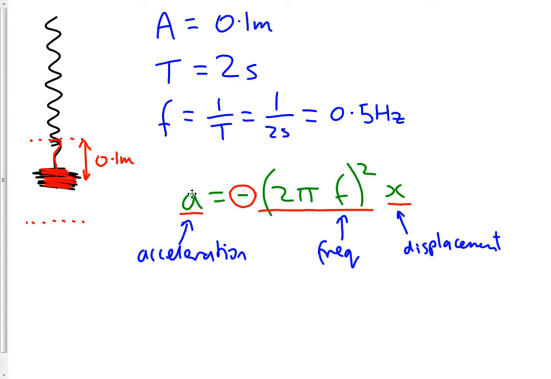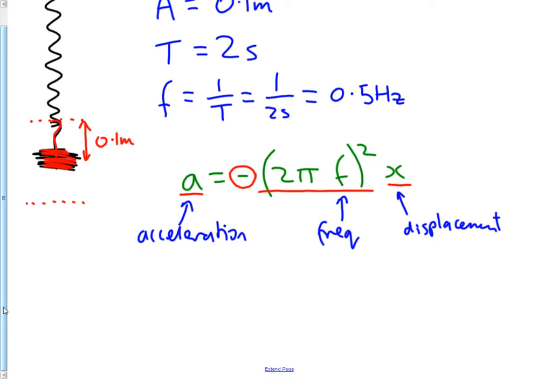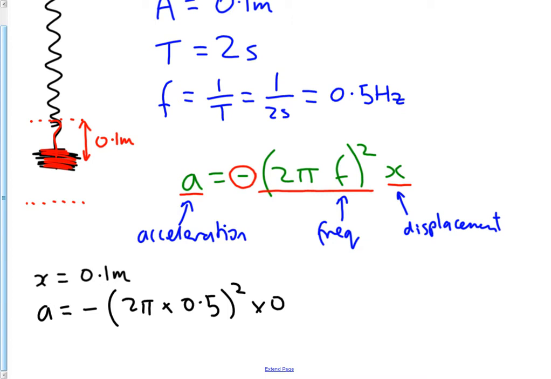So we derived this previously, we don't need to derive it again. Let's just get a feel for what it's saying. Let's think, what is the acceleration at x equals, let's say, 0.1 meters? That is when it's at the very top. We're taking upwards as being positive. What is the acceleration? Well, we just plug the numbers in. a equals minus 2 pi times the frequency, 0.5, squared, times the displacement, 0.1, which is what?